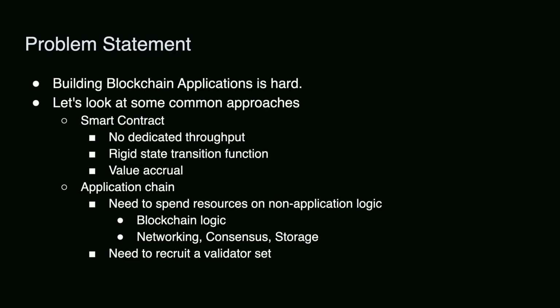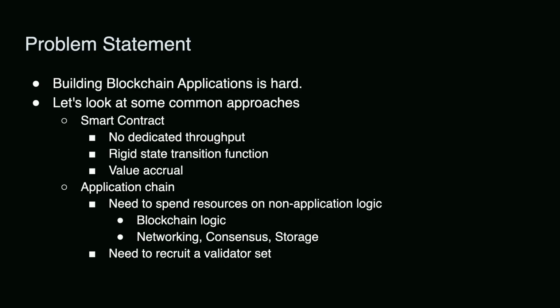So let's look at what the problem statement is, right? Building blockchain applications is hard. Most of us here know it. And what are some of the common approaches? You can deploy your application as a smart contract on a layer one. But what are the problems with that? There's no dedicated throughput. Your state transition function is rigid. That means the abstract state transition function is already coded into the layer one, and you can't really change or customize consensus or anything if you want to. And there's also a problem with value accrual, because most of the value is accrued to the infra layer, or the layer one, and not your application.